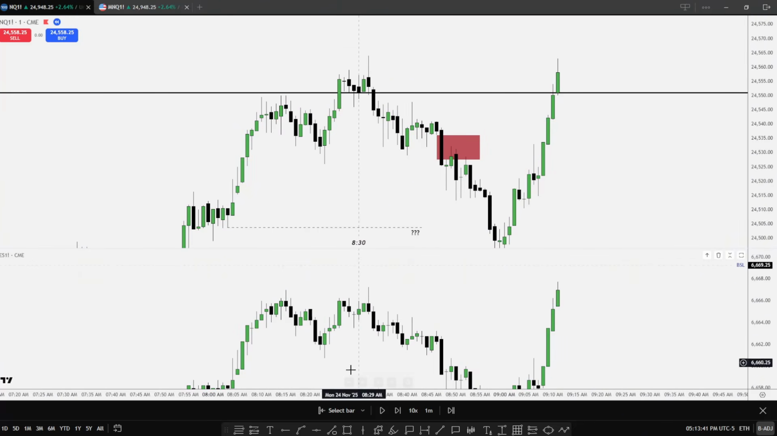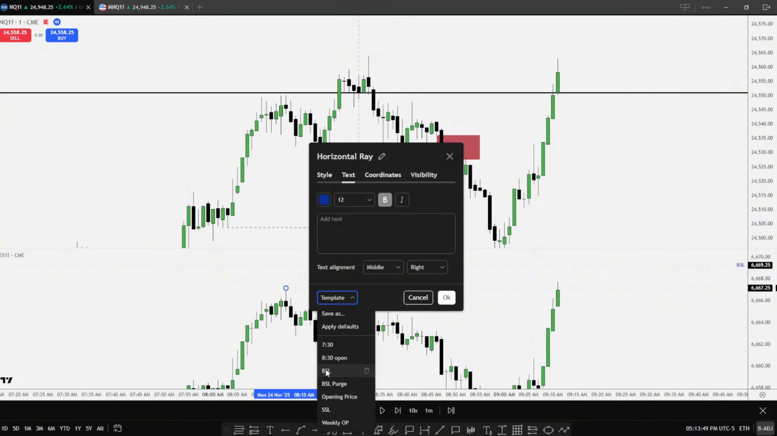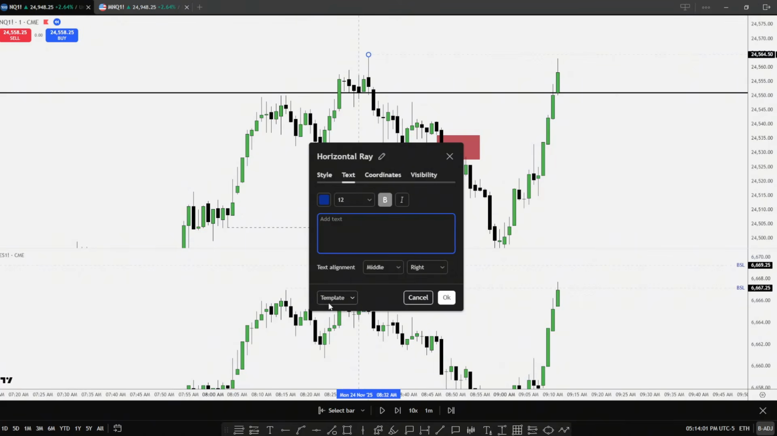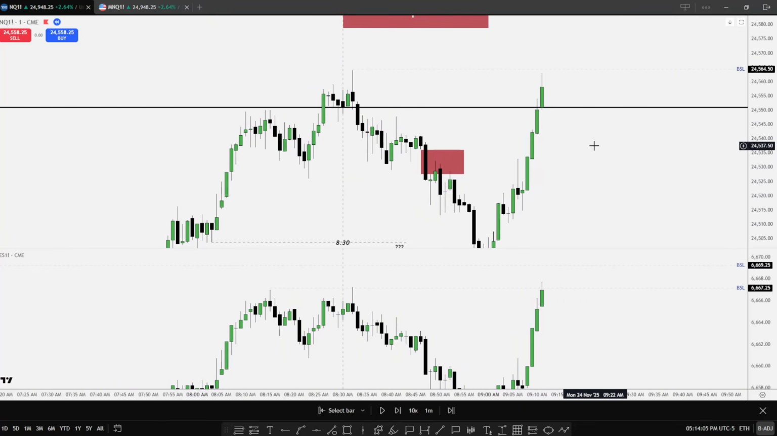Here's another example here. We are above buy side here. And Q is not there yet. And trust me, this will help you a lot if you have a problem with exiting a trade early.